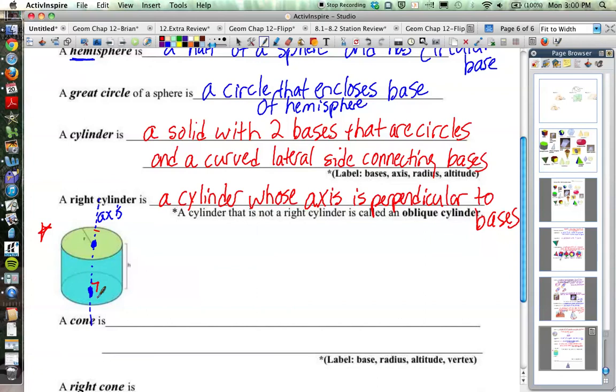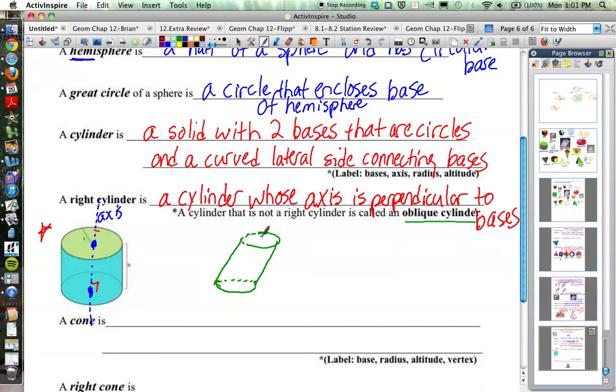Now, if it's an oblique cylinder, we talked about how oblique is kind of tilted off to the side, so maybe you can sketch an oblique cylinder. Let me just see if I can sketch one. I'm not the best artist in the world, but if you make two circles in perspective here and draw lines between the bases, that would be an oblique cylinder.